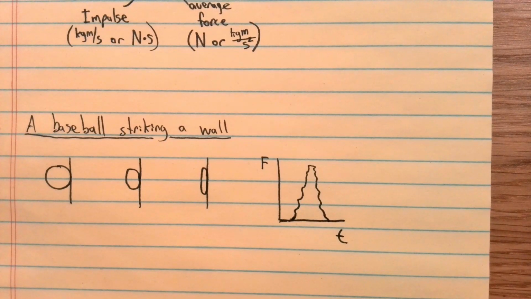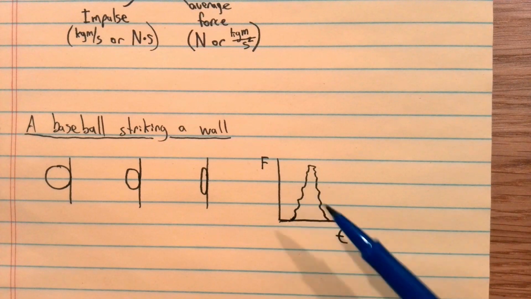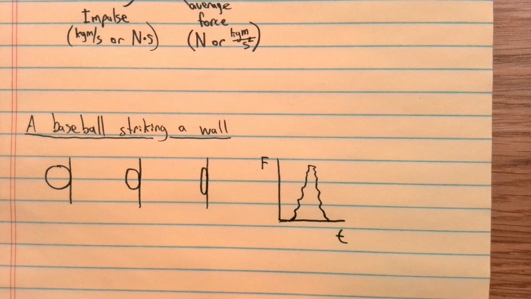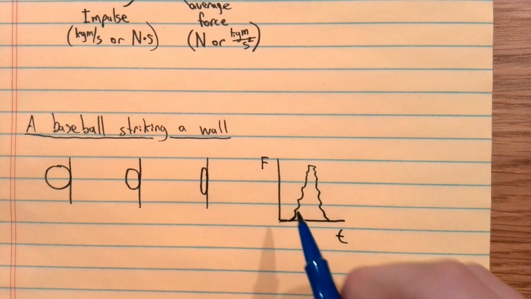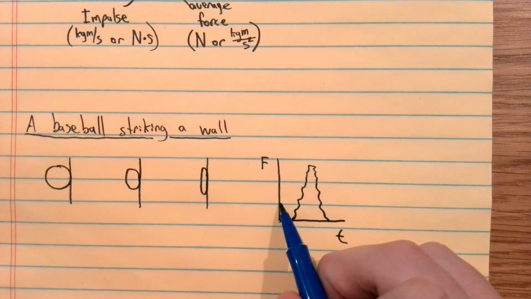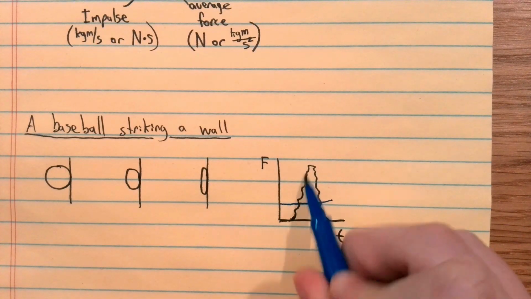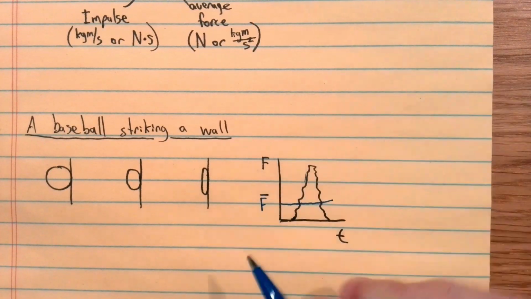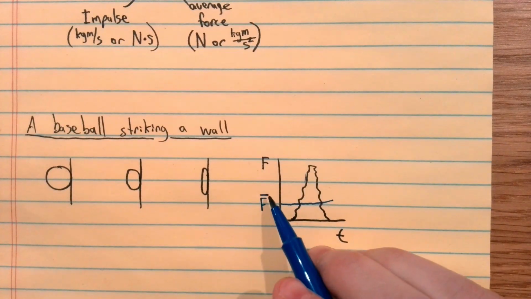But what's quite cool here is to see how it changes. So we have an increasing force and then it decreases again. Those of you in calculus class might be able to calculate this area. But the important thing is that somewhere down here is the average of all these little pieces of force. F bar, F average.